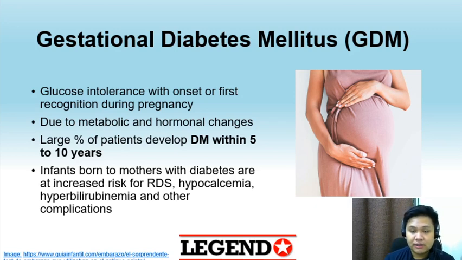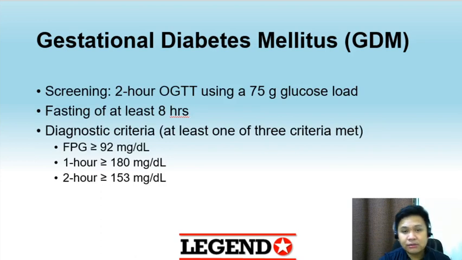Infants born to mothers with diabetes are at increased risk for RDS or respiratory distress syndrome, hypocalcemia, hyperbilirubinemia, and other complications. This is the reason why in pregnancy we have to screen for GDM. There are complications to both mother and the fetus. So with the early screening for GDM, we are able to prevent or at least decrease the risk for these complications. So for us to screen GDM, usually what we use is the 2-hour OGTT.